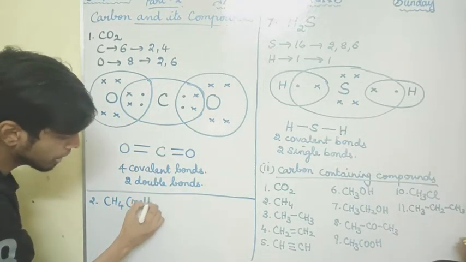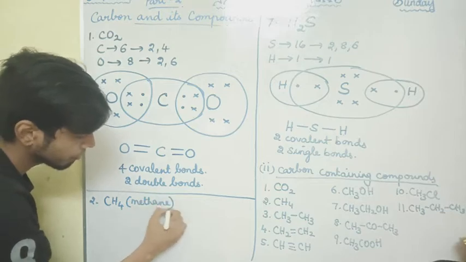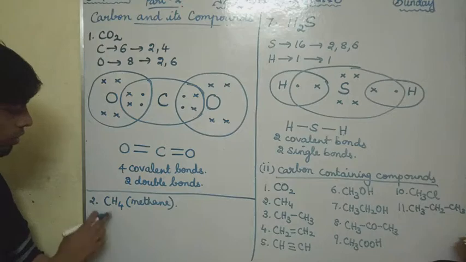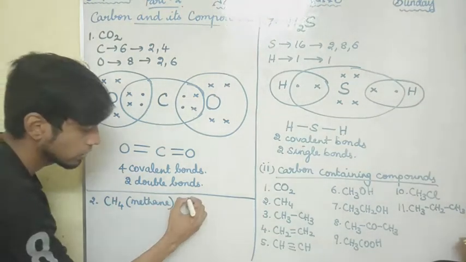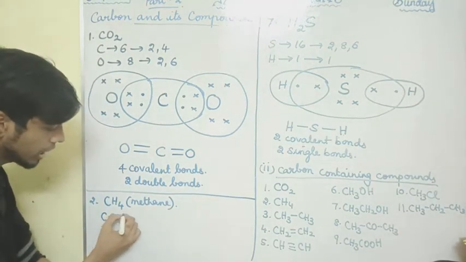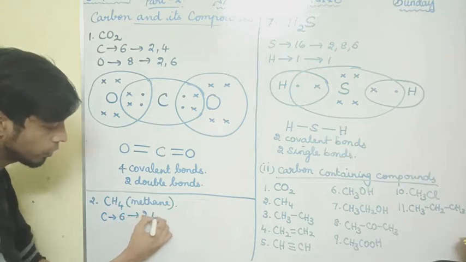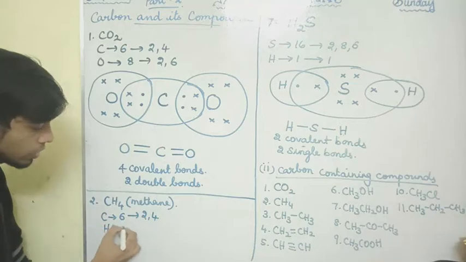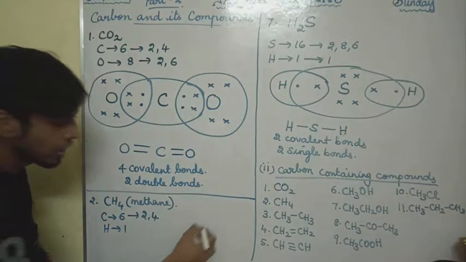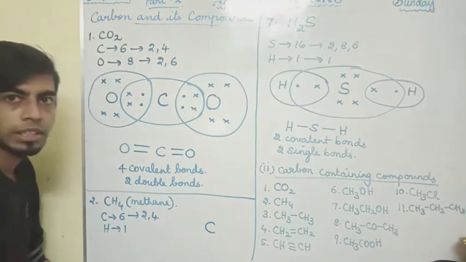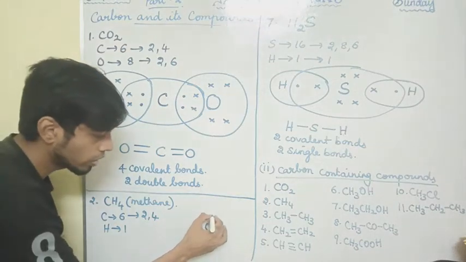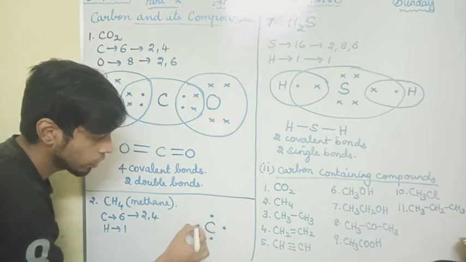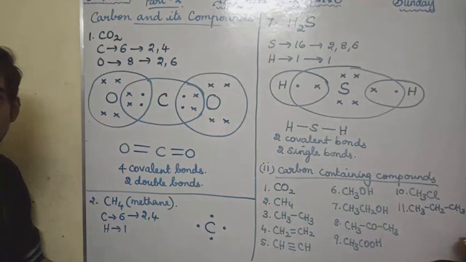CH4, it is nothing but methane. Okay, methane molecule we are going to draw. So first we will draw for carbon. For carbon, how many dots should we keep? It is 6. So 2, 4. 4 dots always for carbon. And for hydrogen, you have to keep 1 dot. Now I am drawing the carbon here first. So 4 dots. 1, 2, 3, 4. 4 dots we are keeping for carbon.